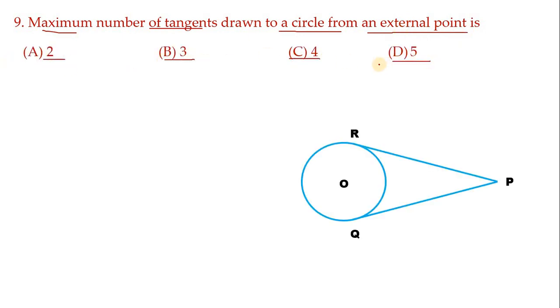Maximum number of tangents drawn to a circle from an external point is: 2, 3, 4, 5. Let me take a figure here. See, P is an external point. From P, how many tangents have we drawn here? Only 2 tangents we have drawn. Is it possible to draw more than 2? It is impossible. Hence the correct answer is 2. Move on to the next.